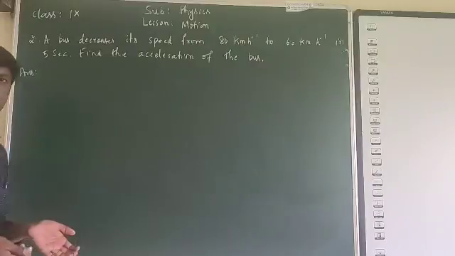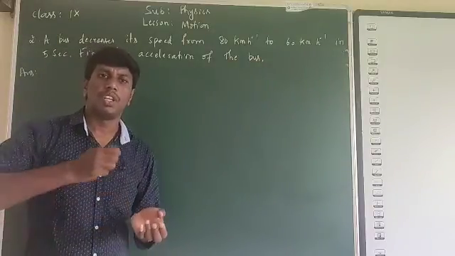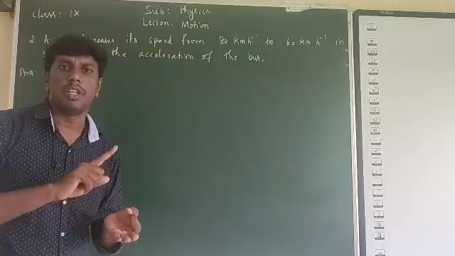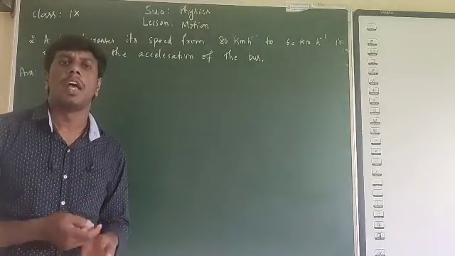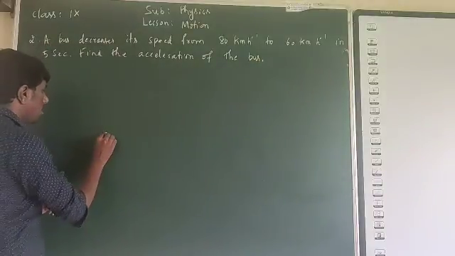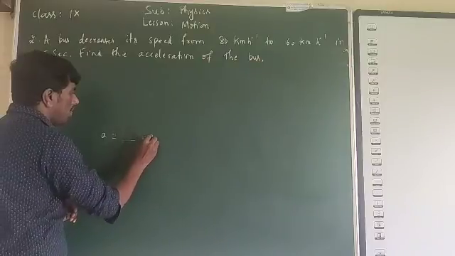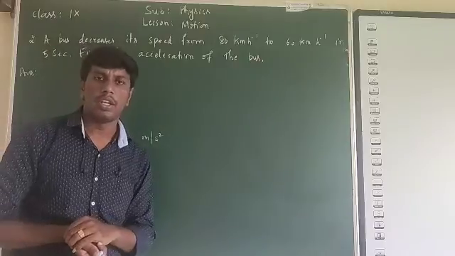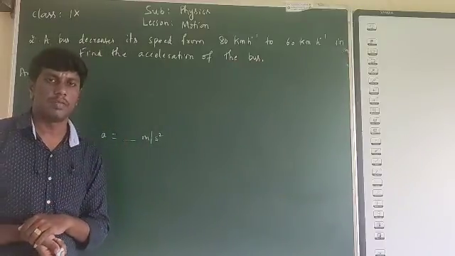While finding the acceleration, what are the values required? We need initial velocity, we need final velocity, and then we need time. If you know these three quantities, we can easily find out the acceleration. But very important is, the acceleration unit must be meter per second square. It should not be in kilometer, it should be in meter per second square, correct?